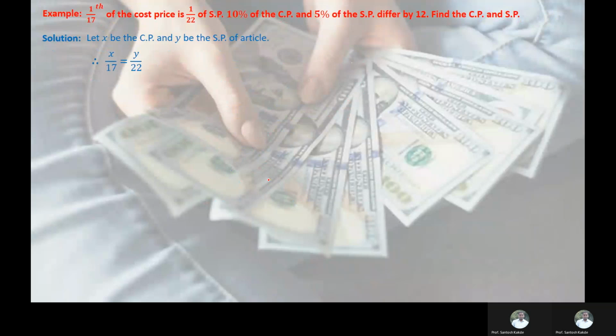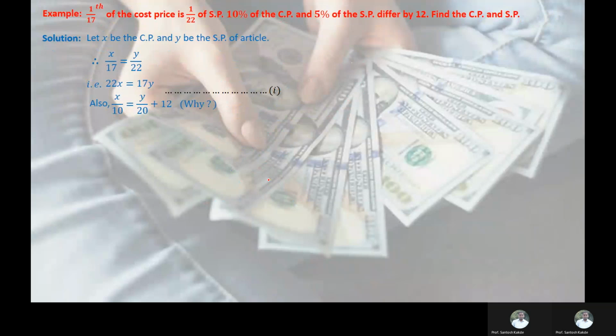So just x upon 17, that is 1/7 of cost price or 1/12 of selling price. So we just make the relation and simplify, that is 22x is equal to 17y, and we can give it as equation 1. Also, the second equation is 10% of the selling price. So x upon 10 is equal to y upon 20 plus 12.